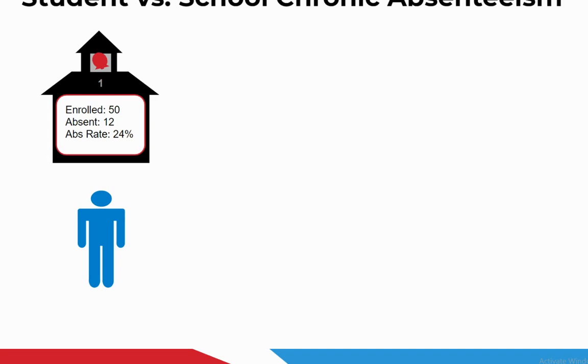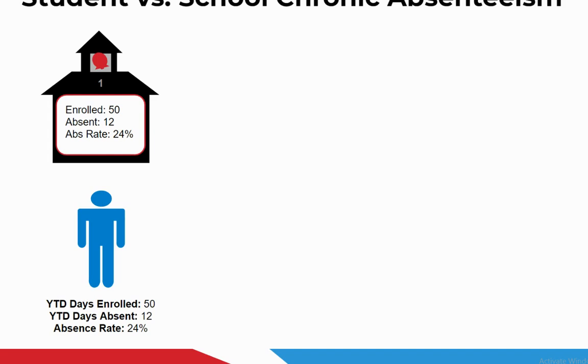Whether or not a student's status as a chronic absentee will count against a school can depend on a number of factors. For example, if a student began the year at school number 1, was enrolled for 50 days, and absent for 12 of those days, the student's absence rate would be 24%, which you would calculate by dividing 12 days of absence by 50 days of enrollment.